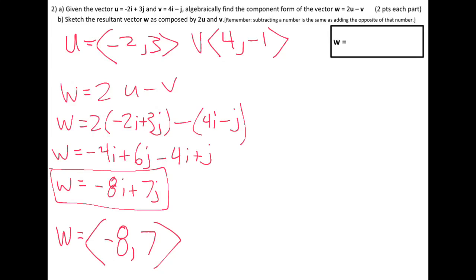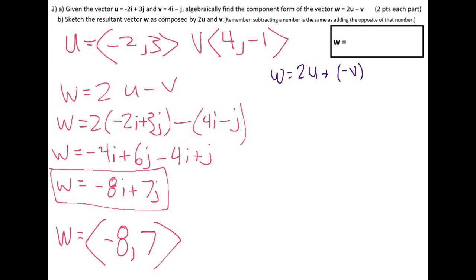Now we want to sketch the resultant vector w as composed by 2u and v. And I give you a little hint here. I say, remember, subtracting a number is the same as adding the opposite of that number. So I think when we are showing these vectors drawn, for showing w, it's going to be a little easier for us to picture this as 2u plus a negative v. So let's just figure out what negative v is real quick.